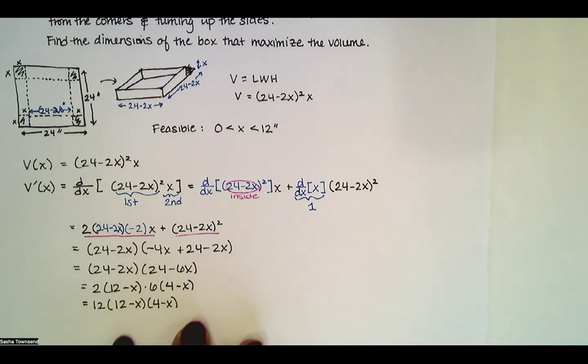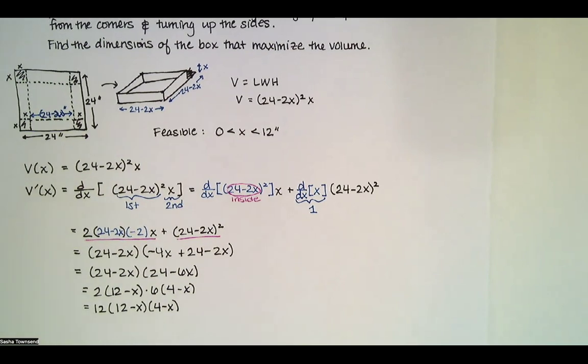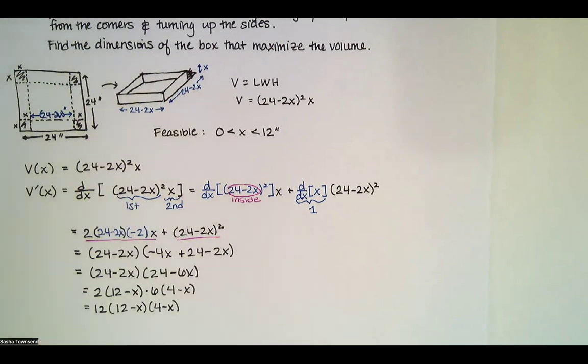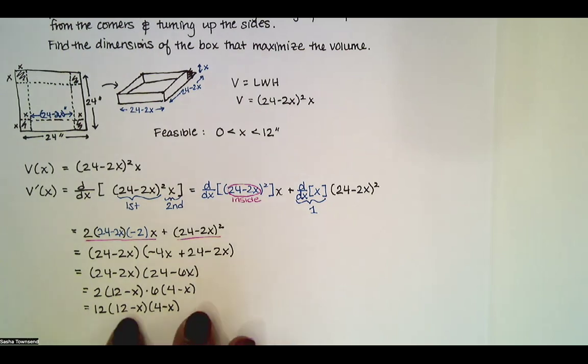Now we're trying to optimize this function. So the first thing that we do when we optimize a function is we take the derivative and then we set it equal to 0. And we also think about those x values where the derivative is undefined. Of course, this is well defined everywhere. So the only critical values are those x values that cause V prime to equal 0.